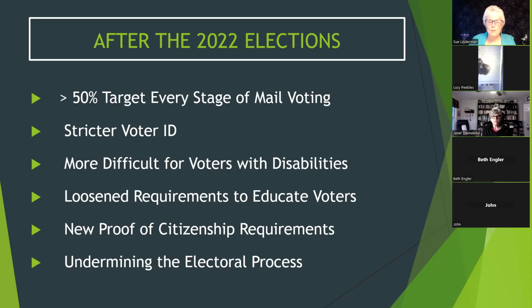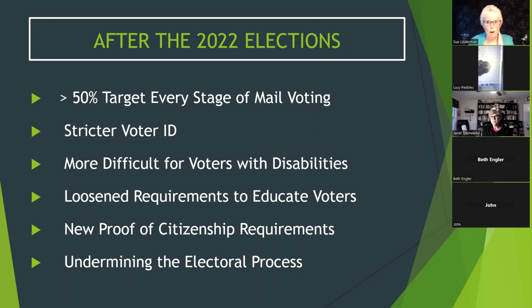And so after the 2022 elections, the assault continued to accelerate. Stricter voter ID. It's more difficult now for voters with disabilities. Polling places can be established that don't have ADA access. If you are blind, it used to be in one state, you used to have someone come with you to read the ballot. That's not allowed anymore. You can't have anyone go with you to the polling booth.